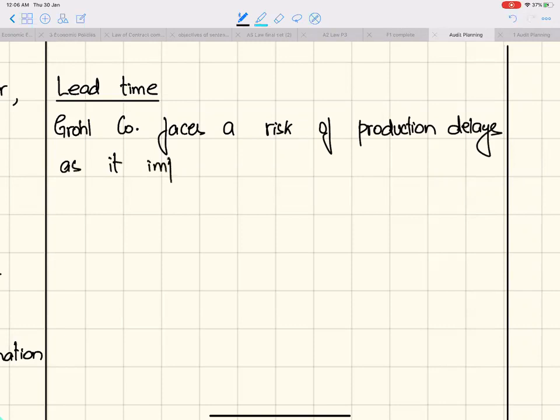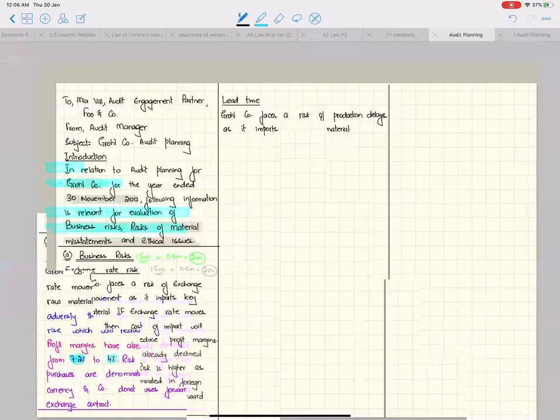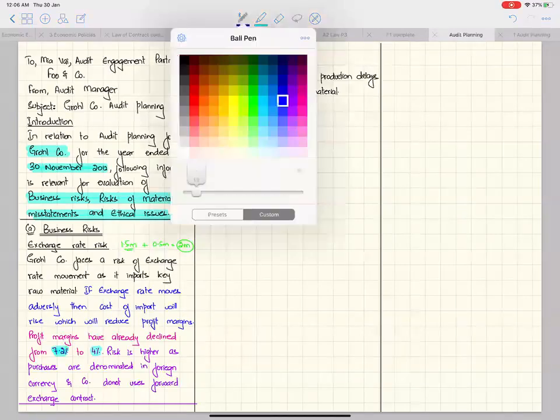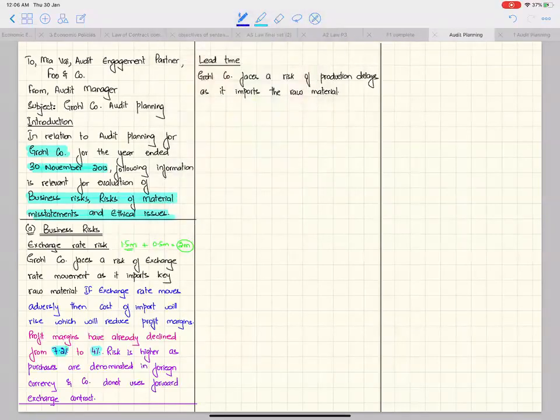As it imports the raw material. So now this is the identification element, where I have identified the risk that it faces a risk of production delays as it imports the raw material.